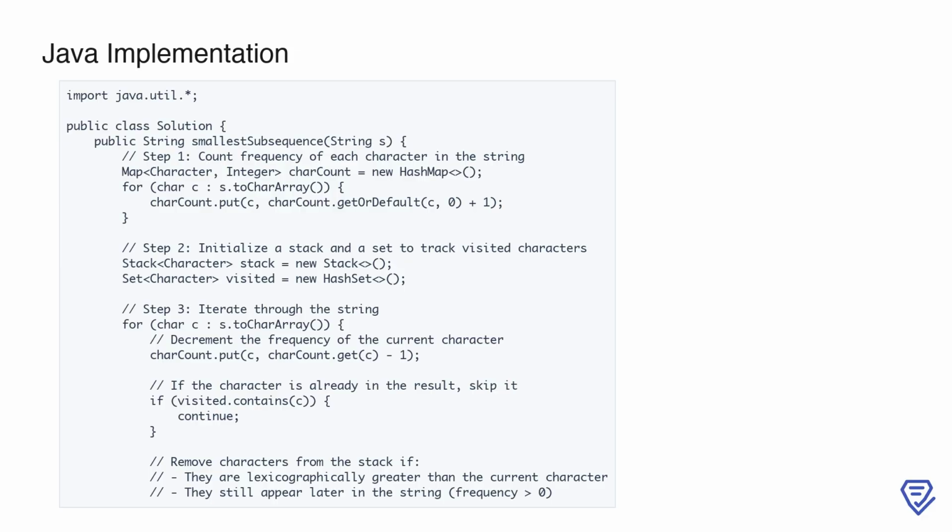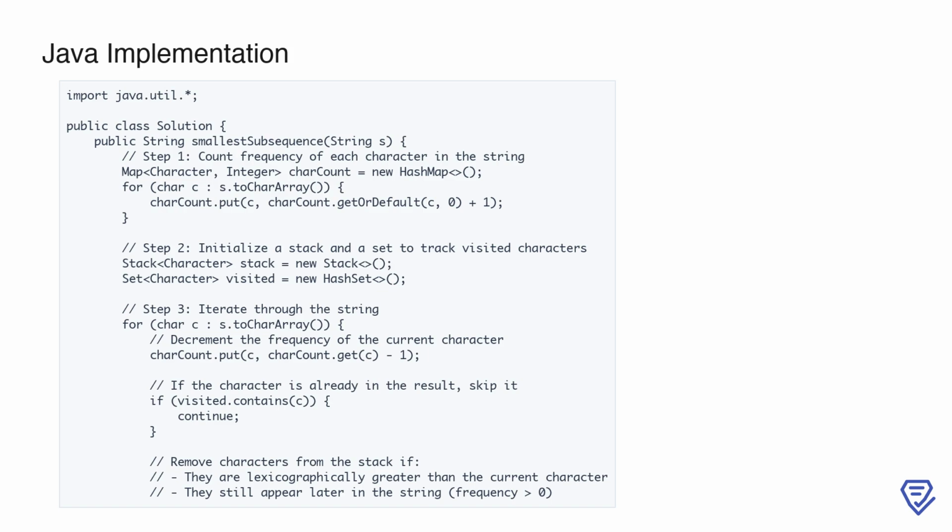Now, as we iterate through the string again, we first decrement the frequency of the current character in charCount since we are processing it. If the character is already in the visited set, we skip it because we do not want duplicates in the result. Otherwise, we consider whether to remove characters from the stack.